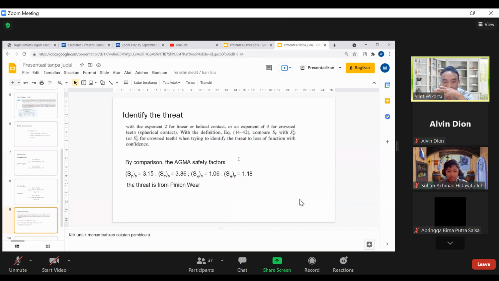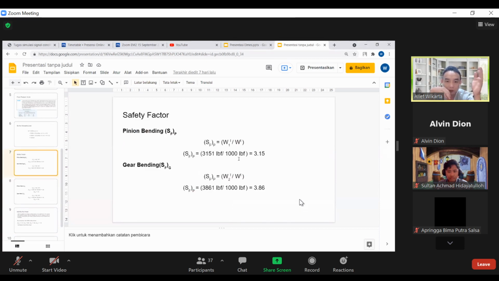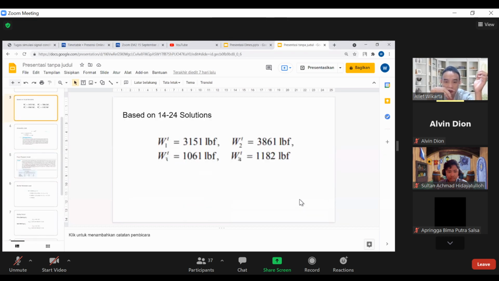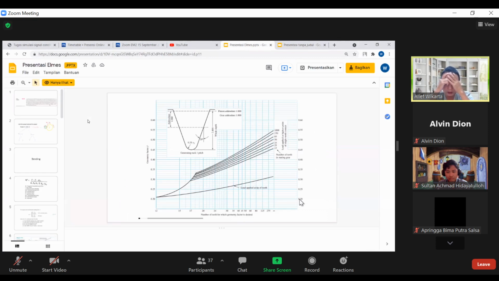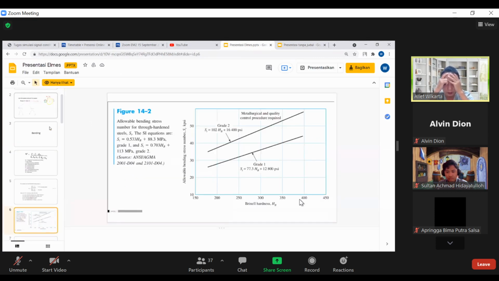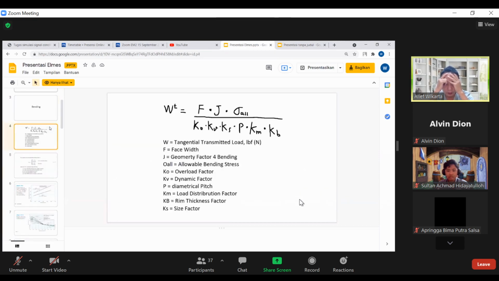How about the W1? W1T is coming from the previous problem also. Yes, sir. W1T is already known from the previous. It's coming from the geometry of the spur gear, yeah. Because we have materials, geometry.